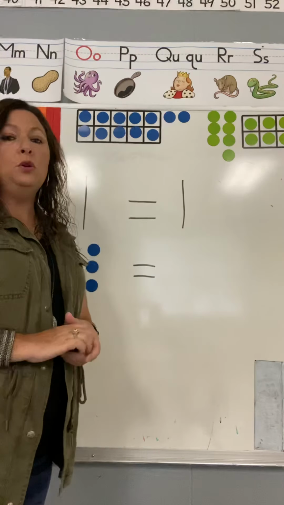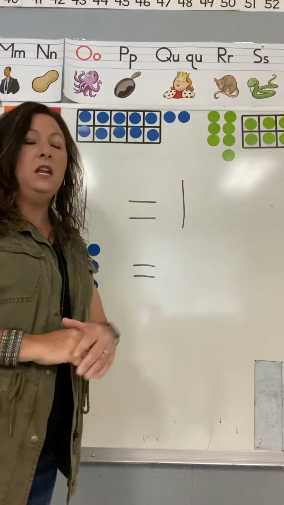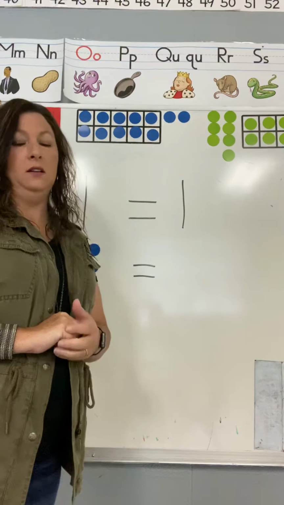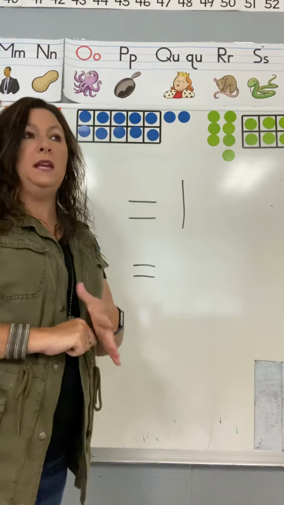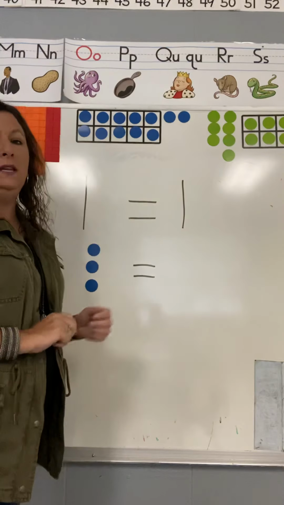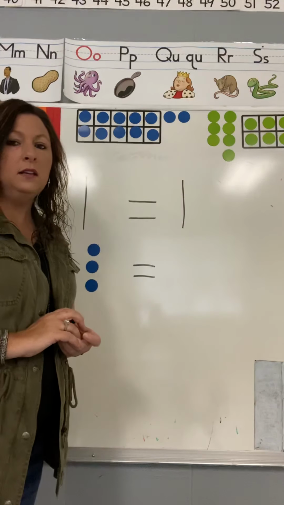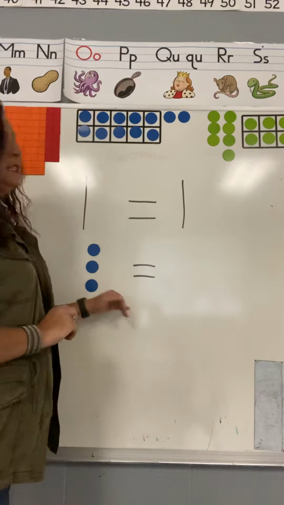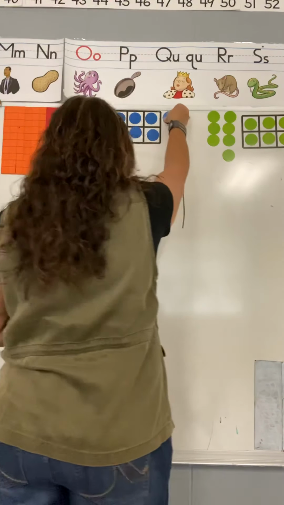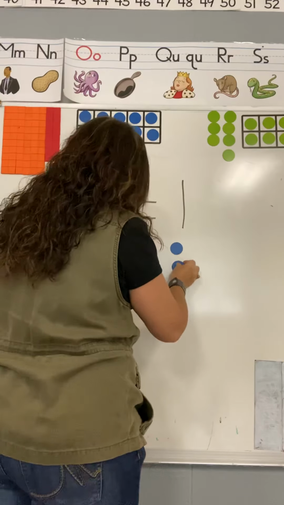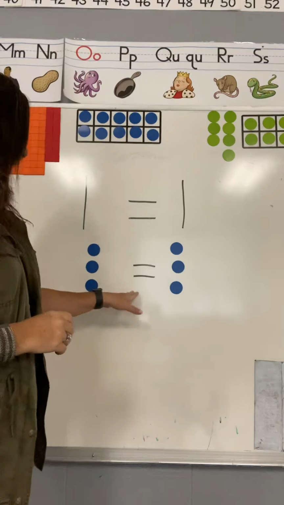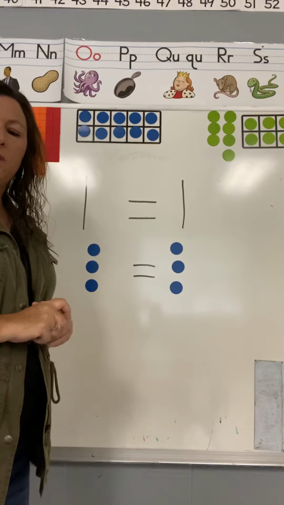When I say true, I mean that it is right, okay? True means it's right. False means it's not right, okay? So I'm asking you to make this statement true. 3 is equal to what? Can you think of what it would be? 1, 2, 3 is equal to 3, right? So if I have 3 on one side, I have to have 3 on the other side, right? 3 equals 3.